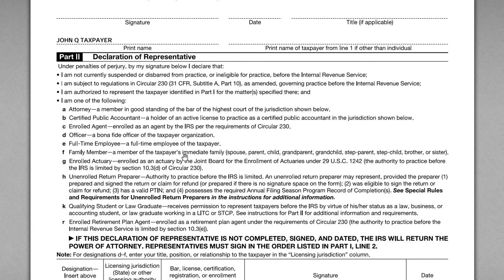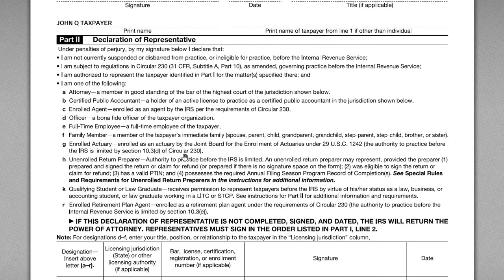Now, if you read through this, you'll notice that you don't have to be an attorney or a CPA or an EA to file this form, right? You can file a POA as an officer. You can file a POA as a family member, right? So if you're a family member and you're the one that's going to try to call the IRS to get information on your family member's tax account, your family member can file this 2848 to grant you that authority, right?